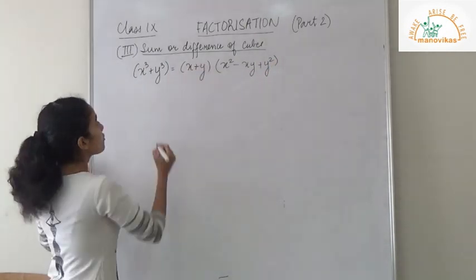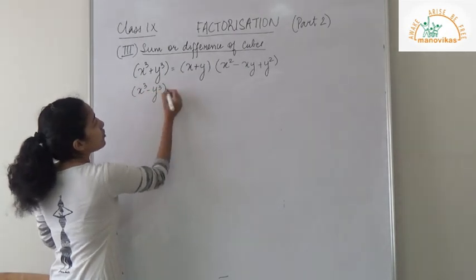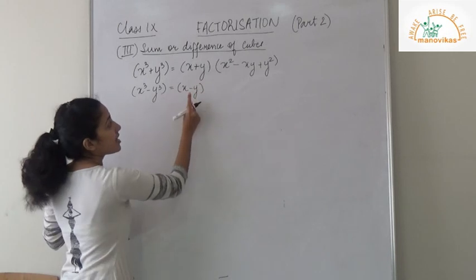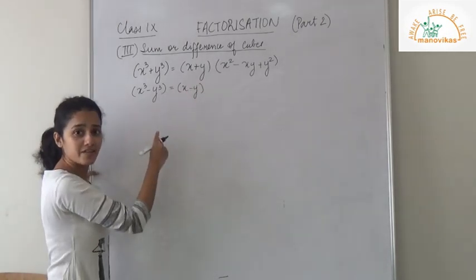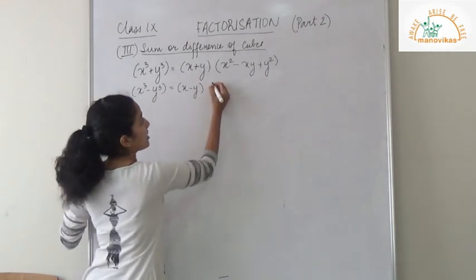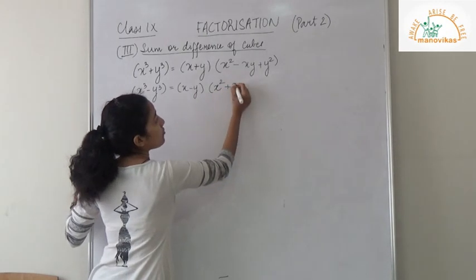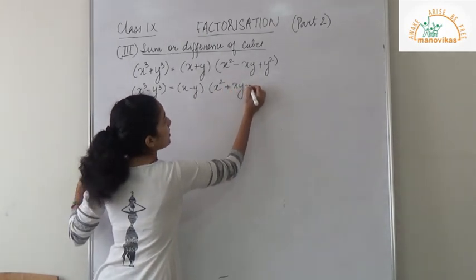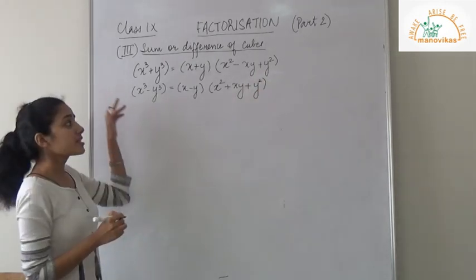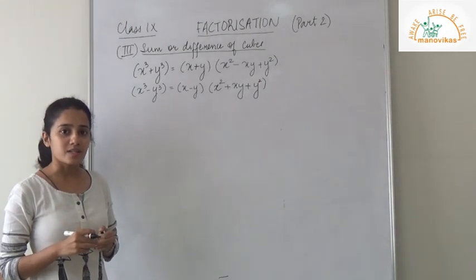The difference of cubes is given by x cube minus y cube. So the first bracket will contain the negative sign. And since the negative sign is already there in the first bracket, in the next bracket there will be all positive terms. So that is the square of the first term plus the product of both the variables plus the square of the last term. Using these identities, we will be learning how to factorize the algebraic expression.